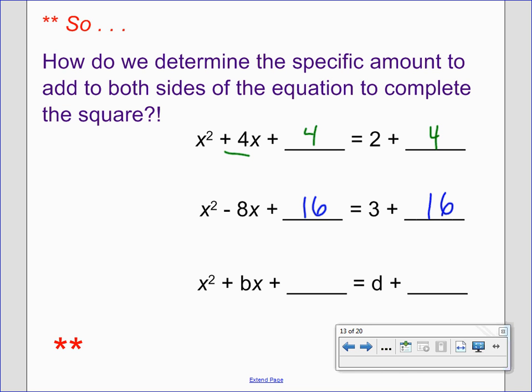X squared plus bx. What would I do to get that last term that I add to both sides? Well, we get half of negative 8, right? So I took negative 8 divided by 2 and then squared it to get 16. I took half of positive 4 and then squared it to get 4. What am I going to do here? I'm going to take half of b, that's b divided by 2, and then square it. And so we can generalize this by taking whatever my middle coefficient is, dividing by 2, and then quantity squaring it.